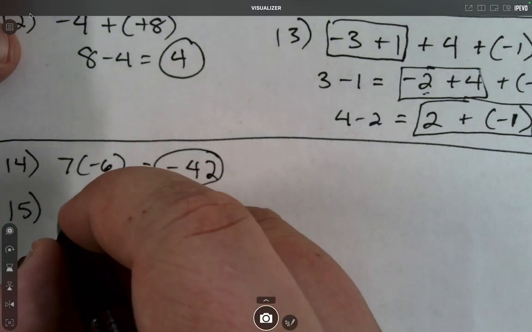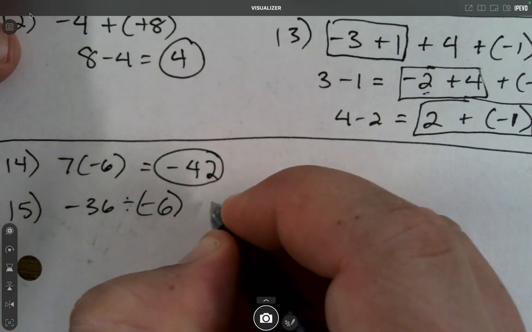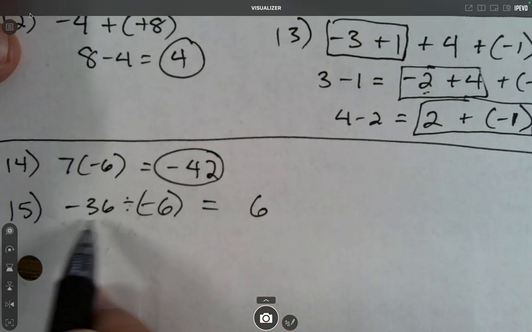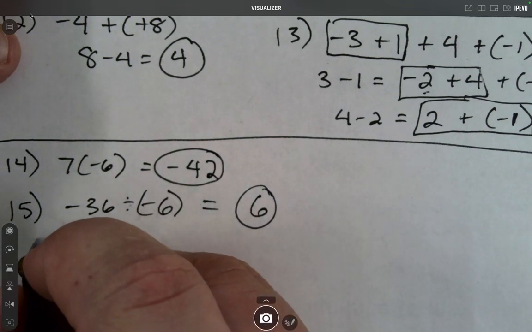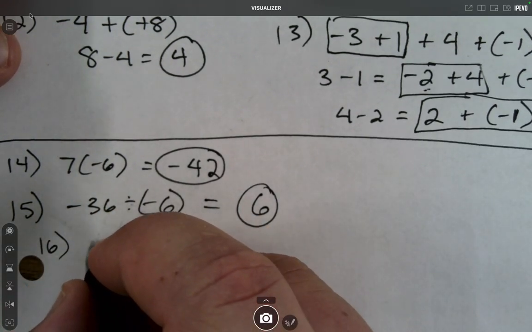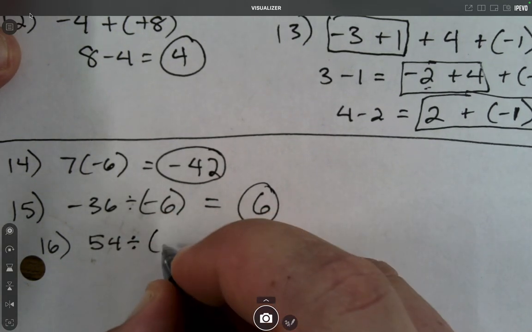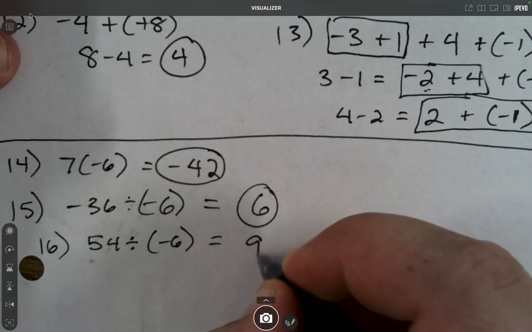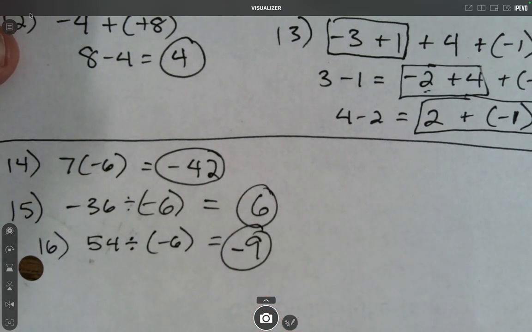15, -36 divided by -6. 36 divided by 6 is 6, and since the signs are the same, the answer is positive. 16. 54 divided by -6. 54 divided by 6 is 9, and since the signs are different, we have one positive and one negative, the answer is negative.